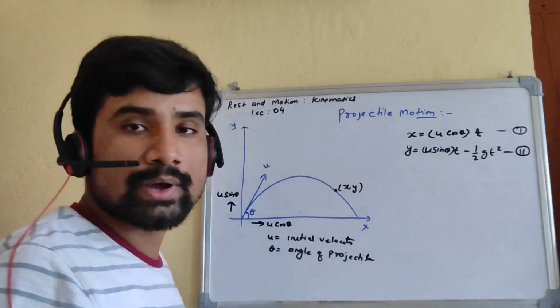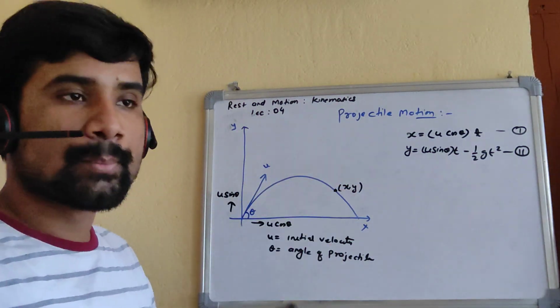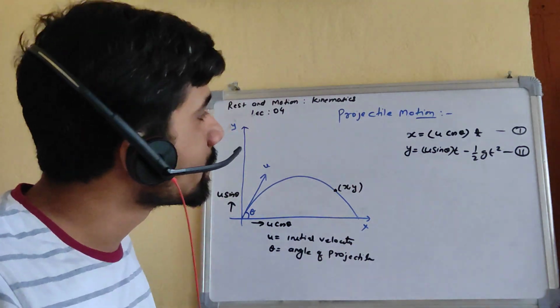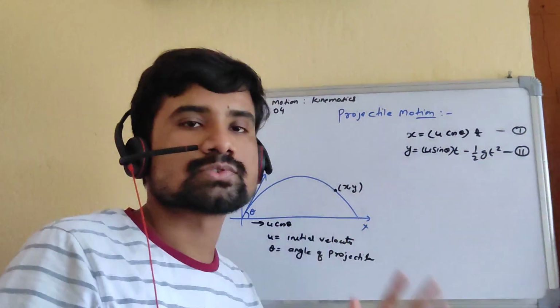This is the displacement along y, right? This is s equal to ut plus half at square. Since the earth is acting as an opposing force, this is minus g here. So these two are my universal equations for projectile motion, and I can derive anything with these two, right?